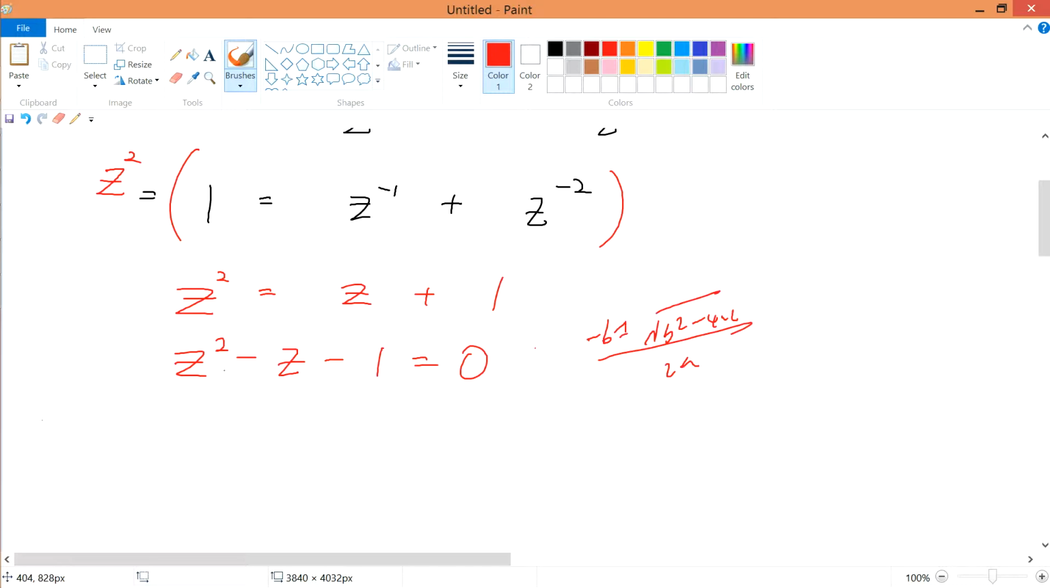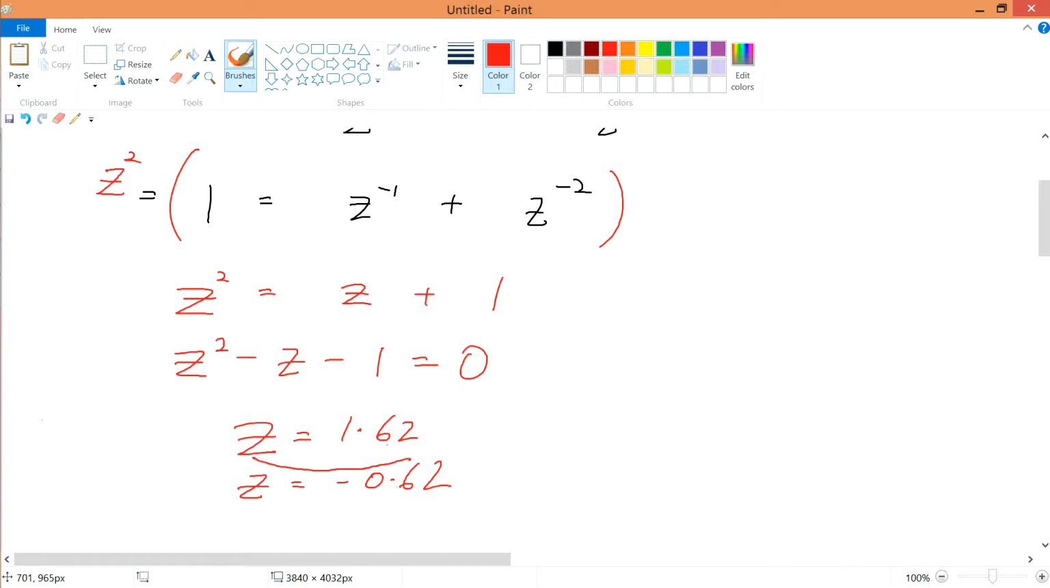Solve using any simple way of solving a quadratic equation, the minus b plus minus formula, or you can put it inside a calculator, or I don't think you can put it inside a calculator. But at the end of the day, what we have is these roots over here. z equals 1.62 and z equals minus, or maybe z1 and z2. So after you solve the quadratic equation, you have these values over here.